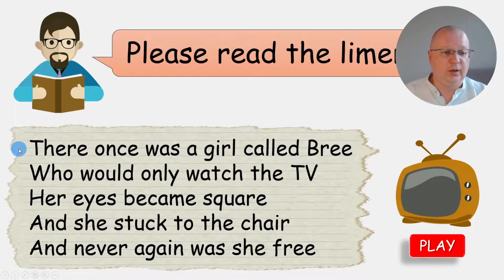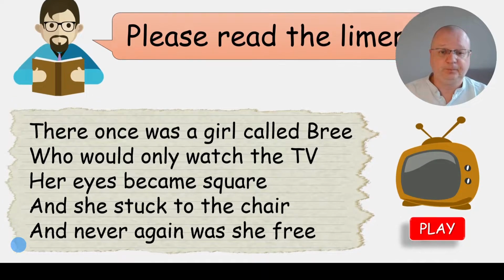So here it is. There once was a girl called Bree who would only watch the TV. Her eyes became square and she stuck to the chair, and never again was she free.